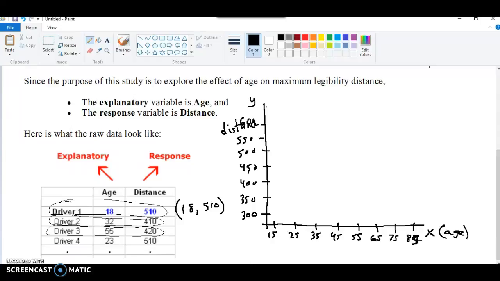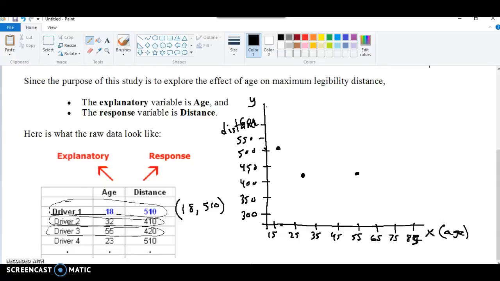The first driver, 18 years old, 510 feet. So find 18, roughly about there. 510 is a little bit higher than 500. Just like in graphing in algebra, you just put a point to represent a person who's 18 years old and can see 510 feet. Okay, next driver, 32, 410. So x is 32, y is 410, right about there. Next driver, 55, 420, right there.